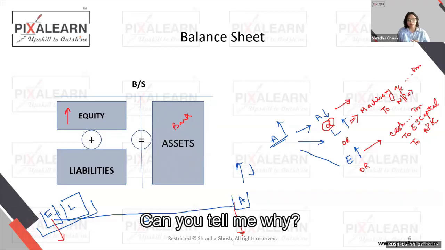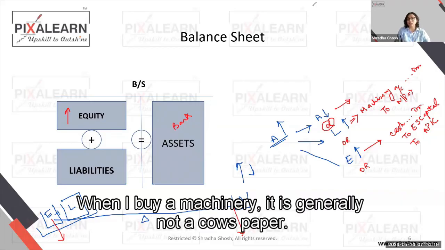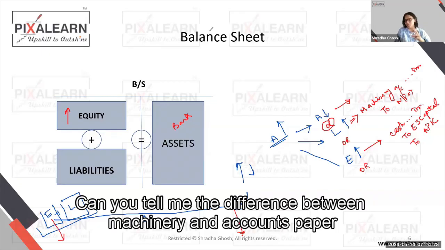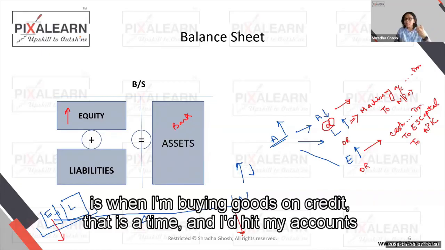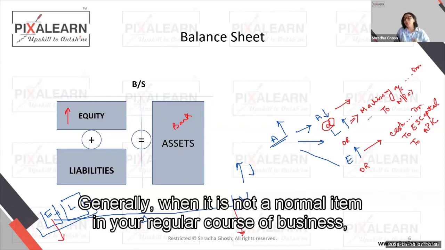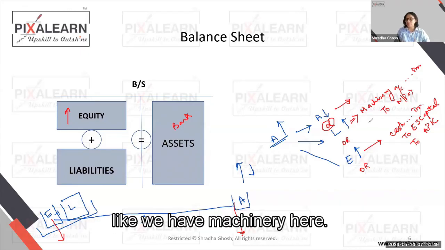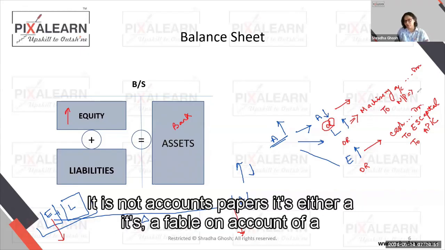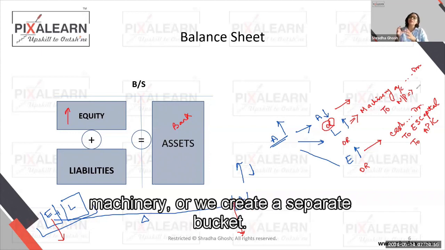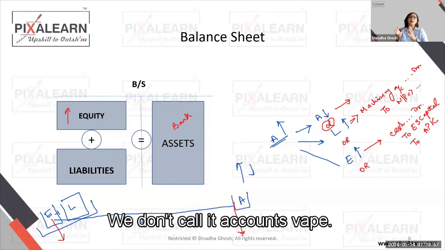Can you tell me why, when I buy a machinery, it is generally not accounts payable? Can you tell me the difference between machinery and accounts payable? Accounts payable is when I'm buying goods on credit. That is the time when I hit my accounts payable, right? Generally, when it is not a normal item in your regular course of business, like machinery here, it is not accounts payable. So it's either a payable on account of machinery, or we create a separate bucket. We don't call it accounts payable.